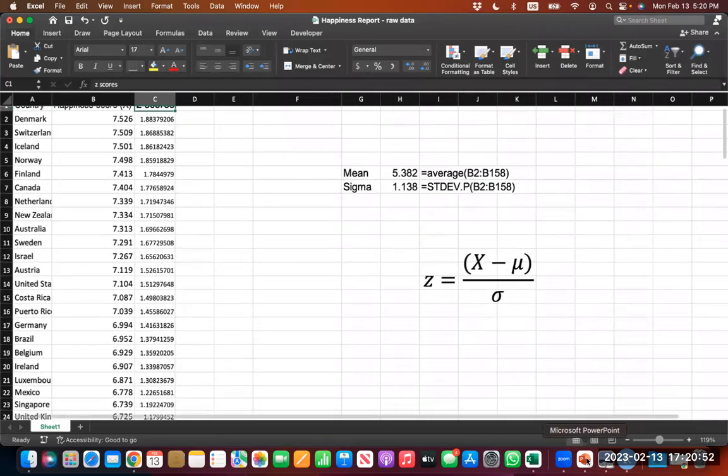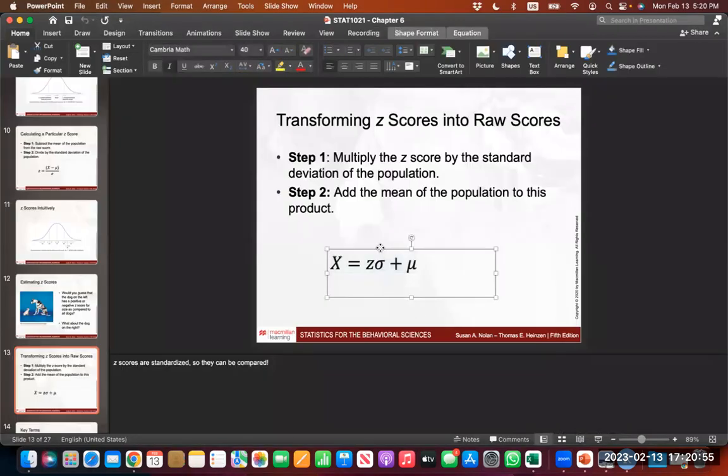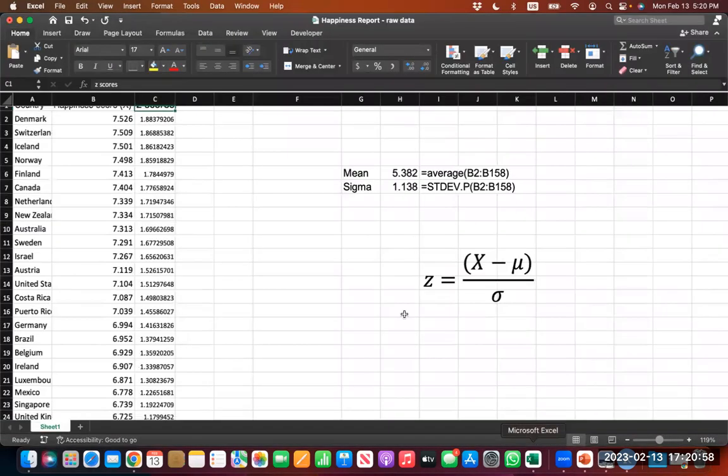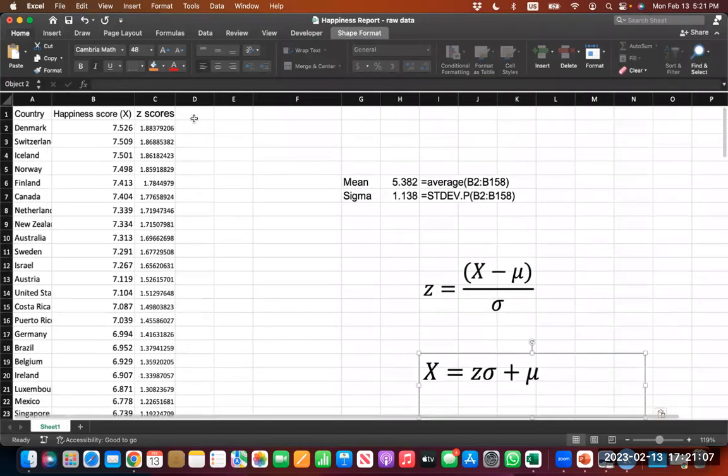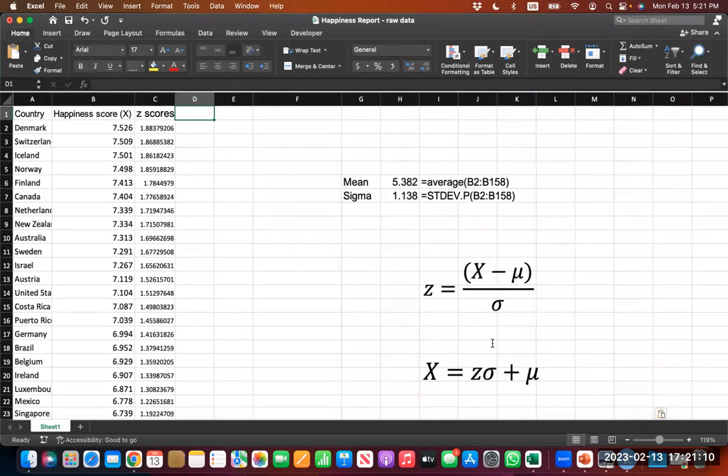If you want to go the other way around with this formula, you can calculate the individual X by rearranging the formula. If you multiply your Z by the sigma, you're left with X minus mu. Adding the mu gives you X equals Z multiplied by sigma plus mu, a rearranged formula that allows you to calculate an individual entry. So if you want to know, I have the US here was 1.51.